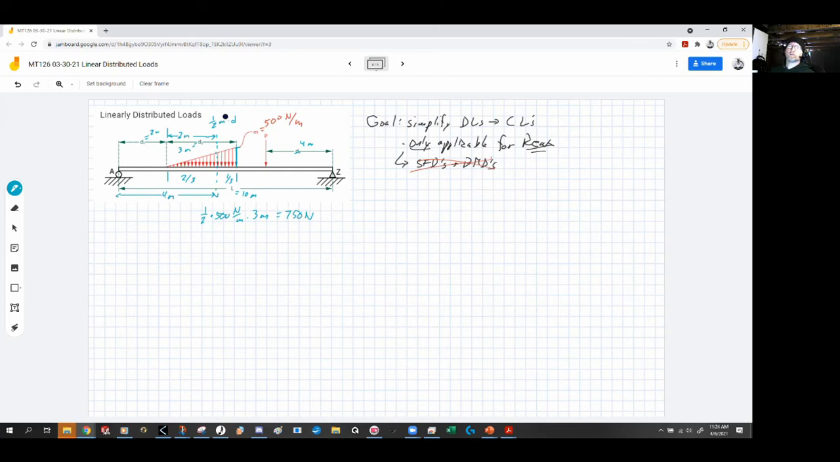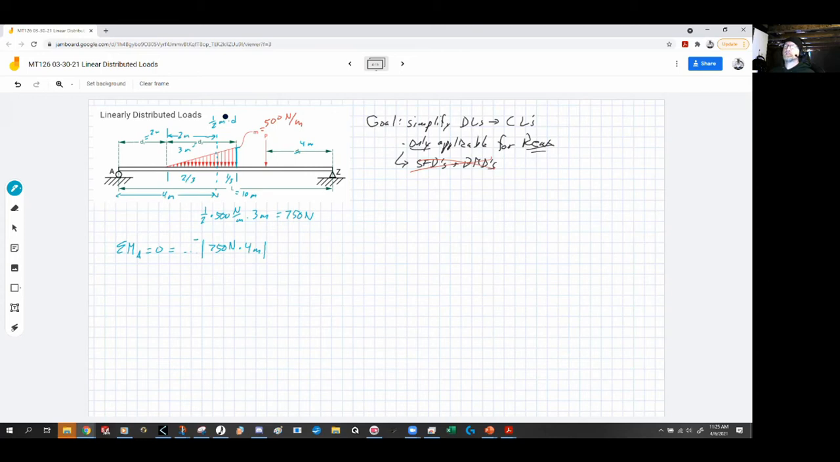So when we do our sum of the moments about point A, one of the terms, the term for this, is going to be 750 newtons times 4 meters. In this case, it's going clockwise, so that means a negative. So it would be 3,000 Newton meters around point A. Now, of course, there's other terms here. There's P, there's Z, but hopefully you should know how to do that by now.